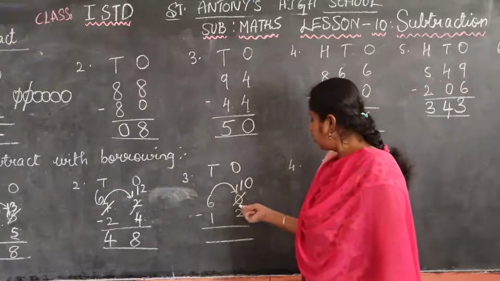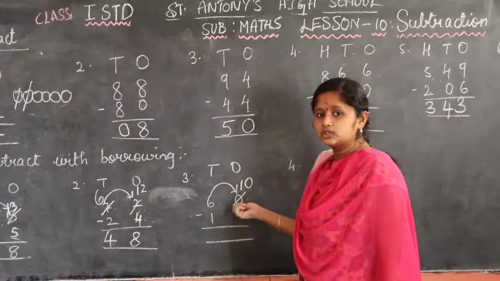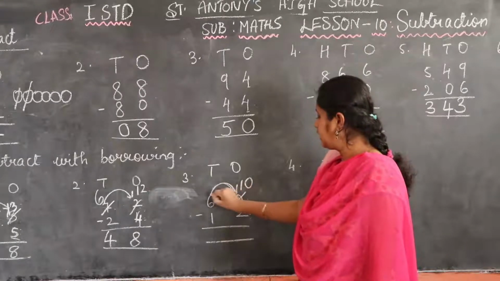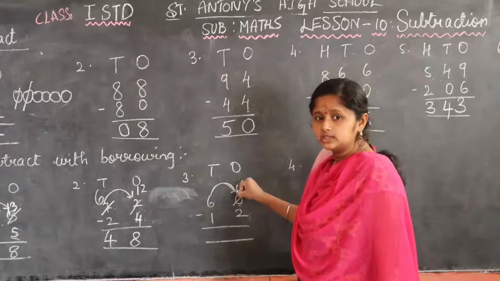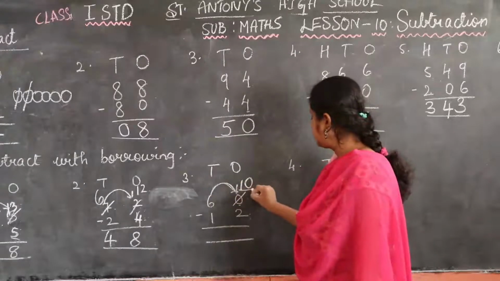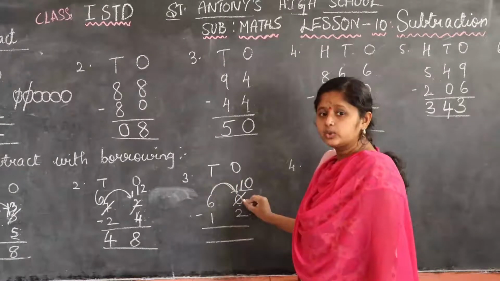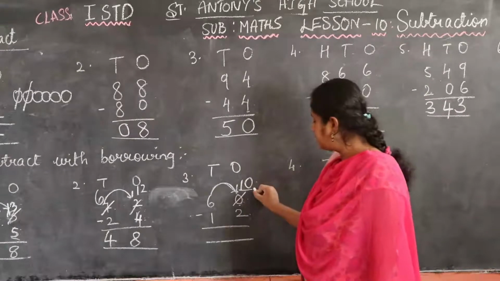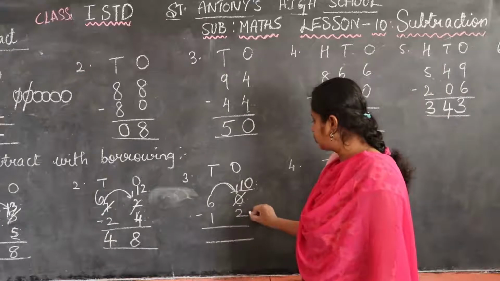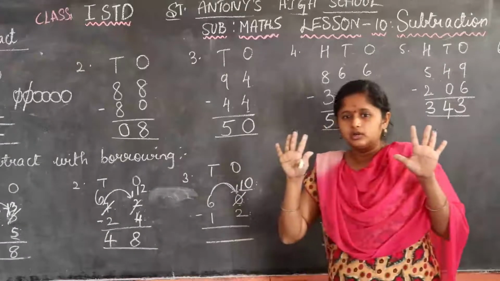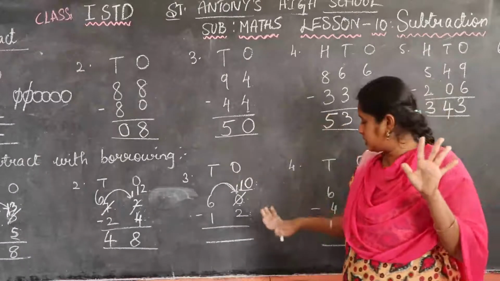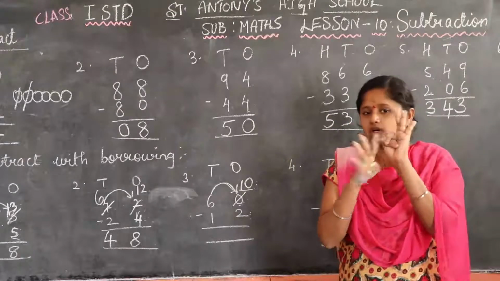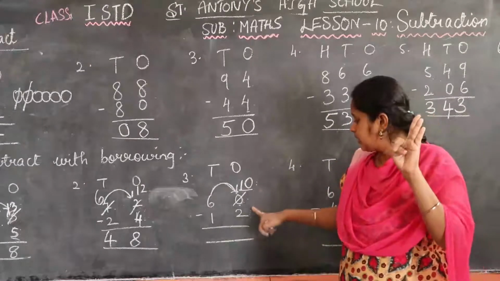But here, what is here children? 0 is there. So if we borrow 1 from the tens place to the ones place, we have to write here 10, because 0 is there. So we have to take 10. Okay, now 10 minus 2. From the 10, take 10 fingers. From this 10, we have subtracted 2 fingers, 2 numbers. 10 minus 2.